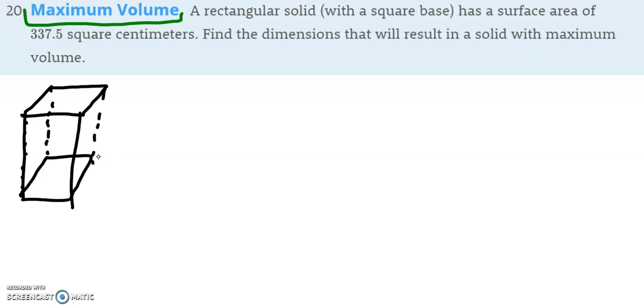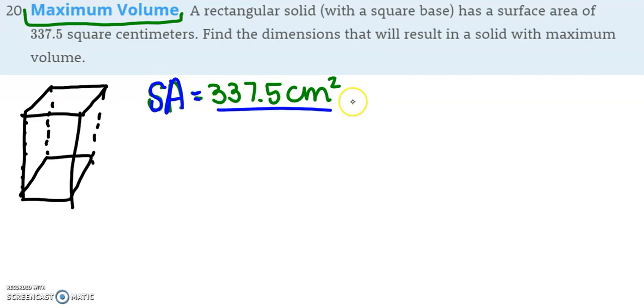All right. Has a surface area of 337.5 square centimeters. Find the dimensions that will result in a solid with maximum volume. So volume, my apologies if I'm keeping my color coding. Blue is supposed to be my helper. Green is going to be what I try to maximize.